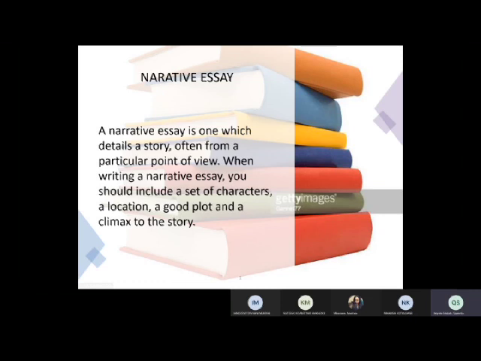A narrative essay is one which details a story, often from a particular point of view. When writing a narrative essay, you should include a set of characters, location, and a good plot, and the climax of the story. So you will see that narrative essays are also common in journalistic writing. It's also common in literature. So in literature, you can sometimes have a narrative essay, but sometimes you can also have an argumentative essay. And also in English, you can also have a narrative essay.